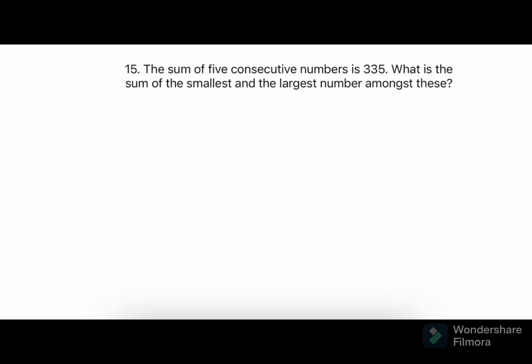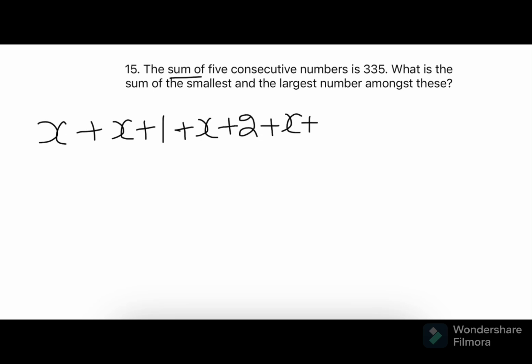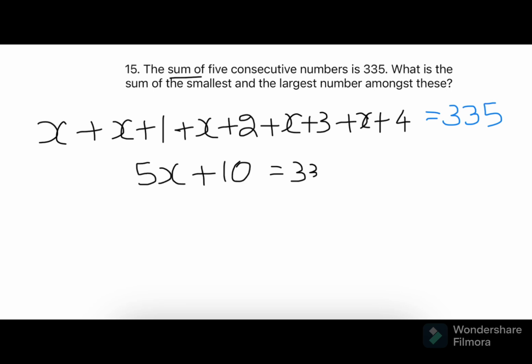Simple as that. If x is the first number, since I have been given the sum, let us directly write x plus 1 is the second number, x plus 2 is the third number, x plus 3 is the fourth number, and x plus 4 is the fifth number. So I have already taken 5 consecutive numbers and the summation is given to be equal to 335. We'll solve this further. 5x plus 10 is equal to 335. 5x is equal to 325, or the value of x is equal to 65.